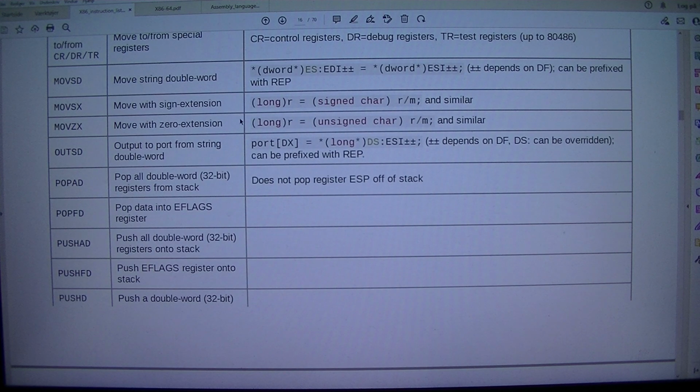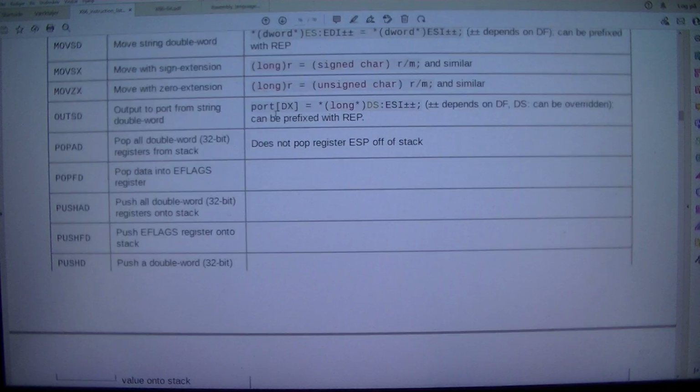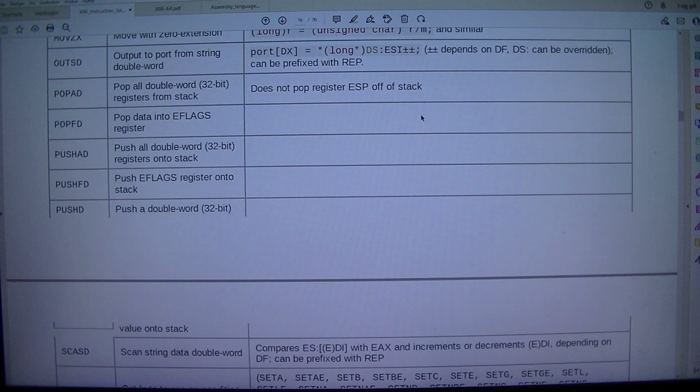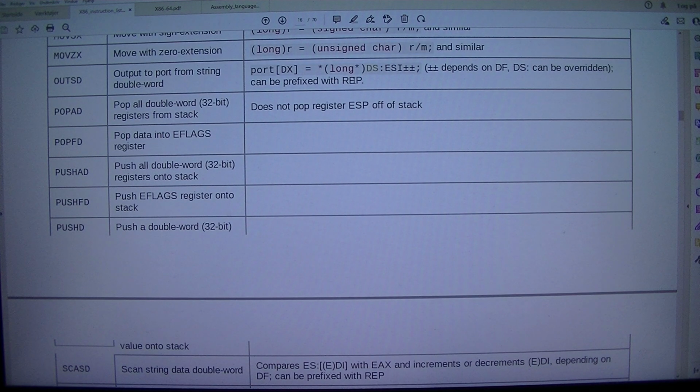DF, can be prefixed with REP. MOVSX: move with sign extension, long R equals signed char R/M, and similar. MOVZX: move with zero extension, long R equals unsigned char R/M, and similar. OUTSD: output to port from string doubleword, port DX equals *(long*)DS:ESI plus or minus. Plus or minus depends on DF.